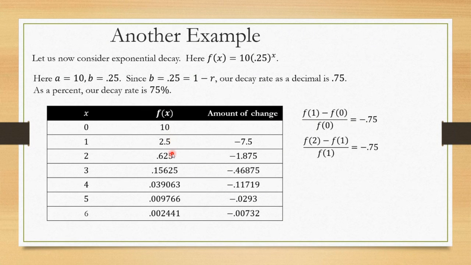Likewise, to get from f of 1 to f of 2, you decrease by 75%. So you take 2.5, subtract off 75% of it, and you get f of 2. That's what this is saying. Then to get to f of 3, you subtract off 75% of this, and so on and so forth.